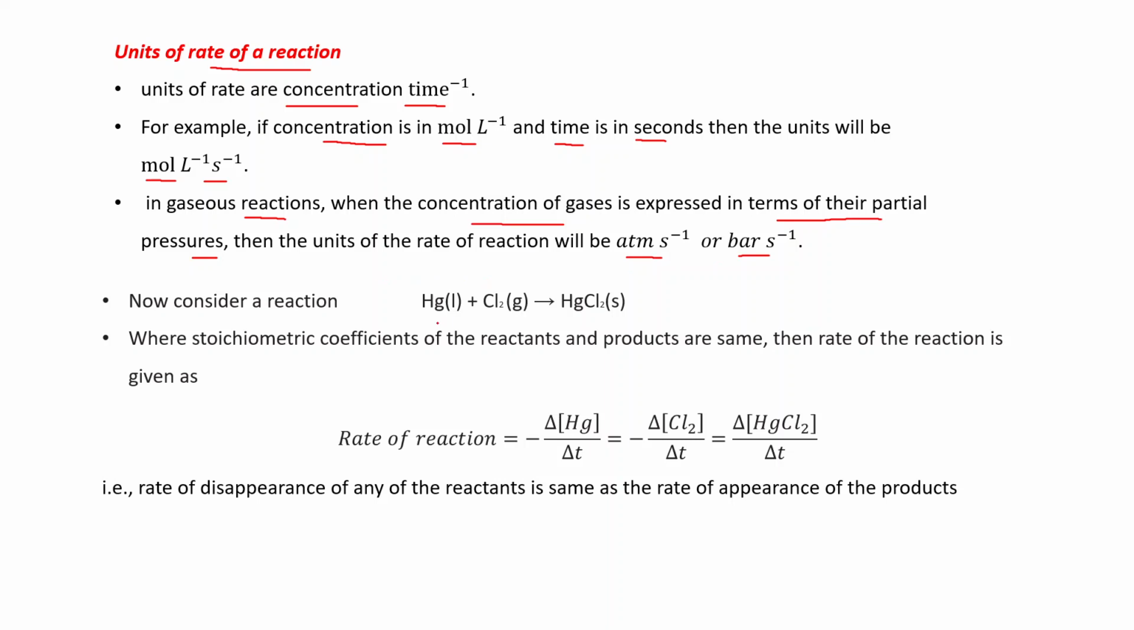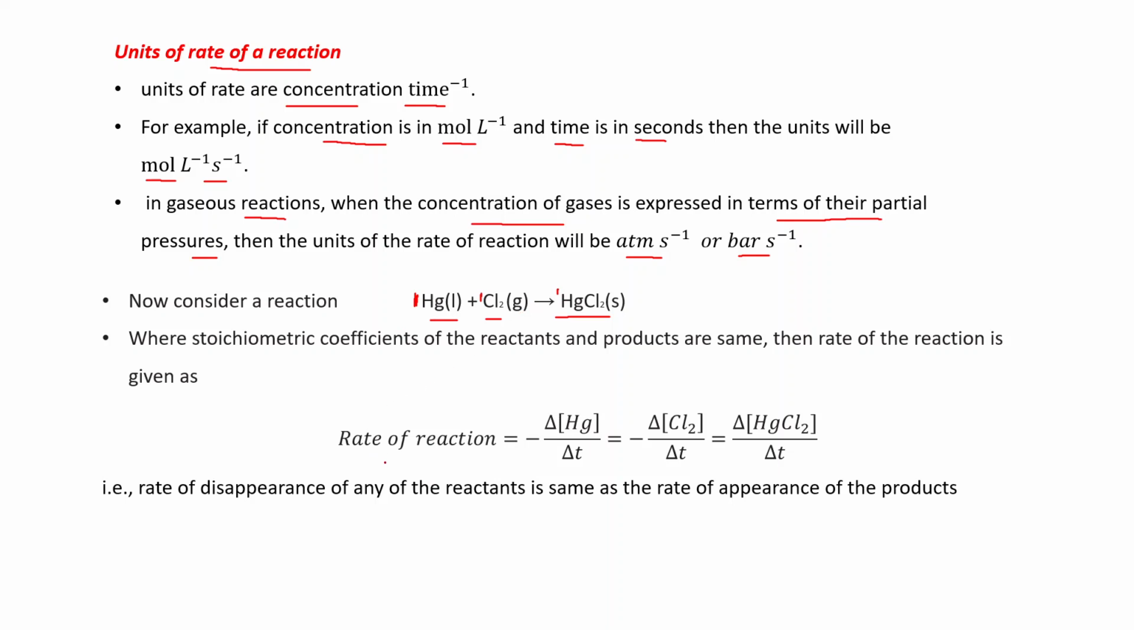Now consider one equation, Hg plus Cl2 gives HgCl2. Now again, see this equation carefully. In this case, what are the stoichiometric coefficients? That is, the numbers in front of the reactants and products. This will give the stoichiometric coefficient. Nothing is written, it means 1. In this case, the stoichiometric coefficient of each reactant and product is the same, and that is 1.